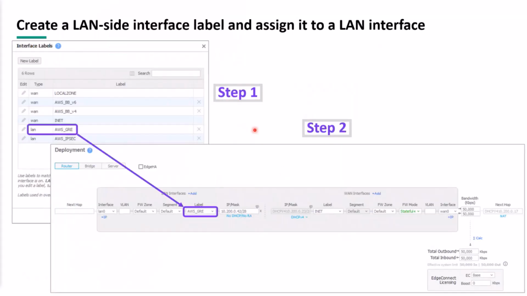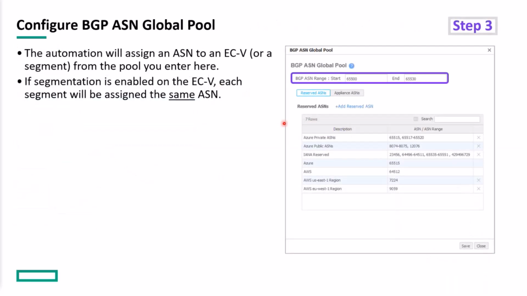Okay, step one, as I mentioned earlier, you create a LAN interface label. Over here, I'm calling it AWS GRE. Then I'm assigning it to my LAN interface on the Edge Connect in AWS. Step three is to create the BGP ASN global pool.